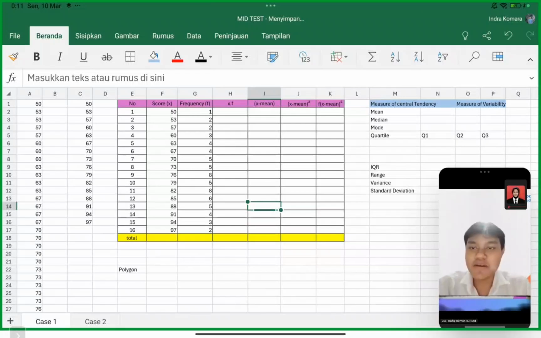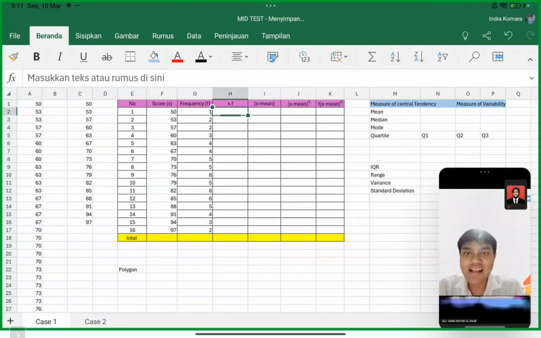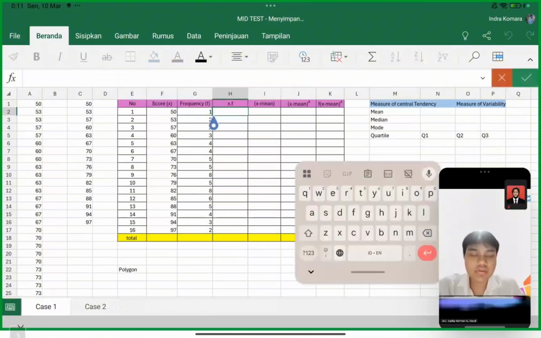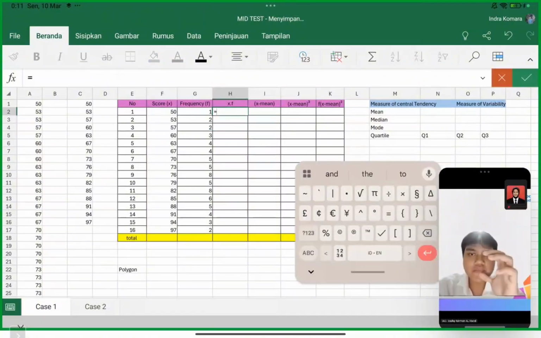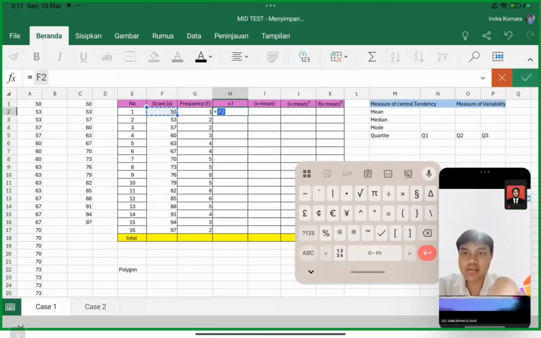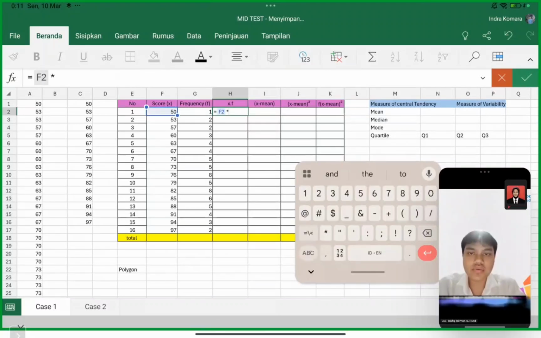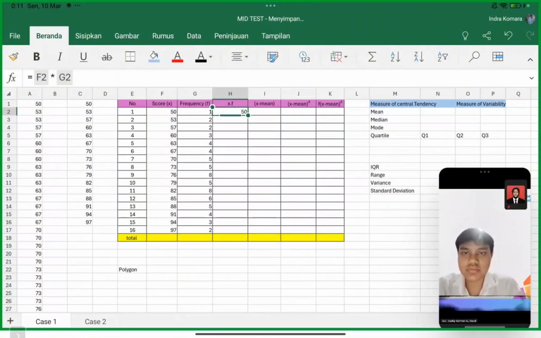Okay, now we calculate the x multiplied by f, yeah, f. So we calculate it as x times, or star, the frequency. Enter, and you drag it down.